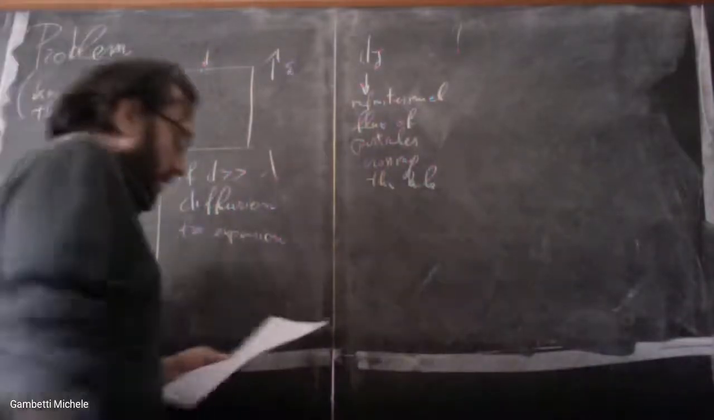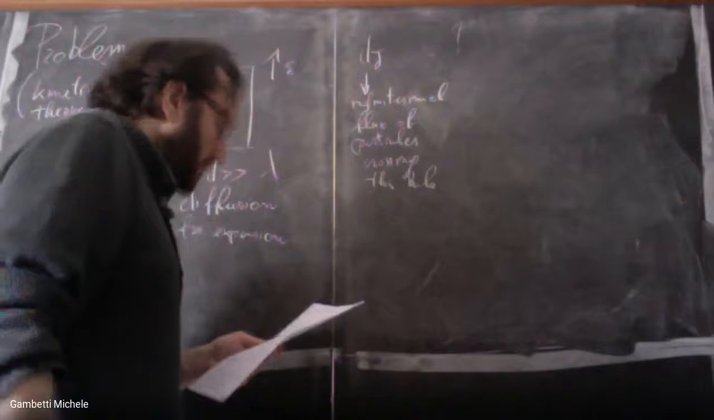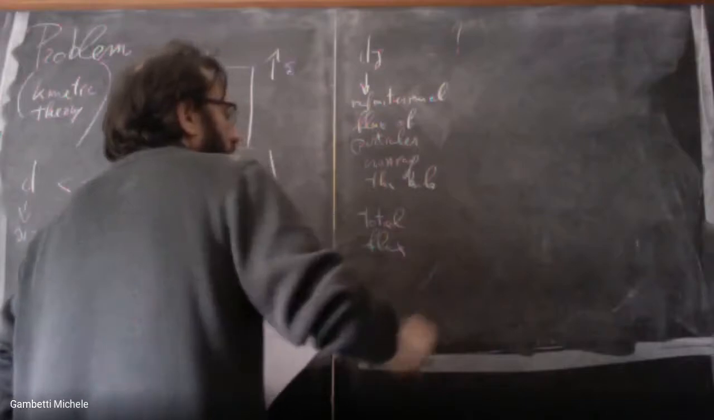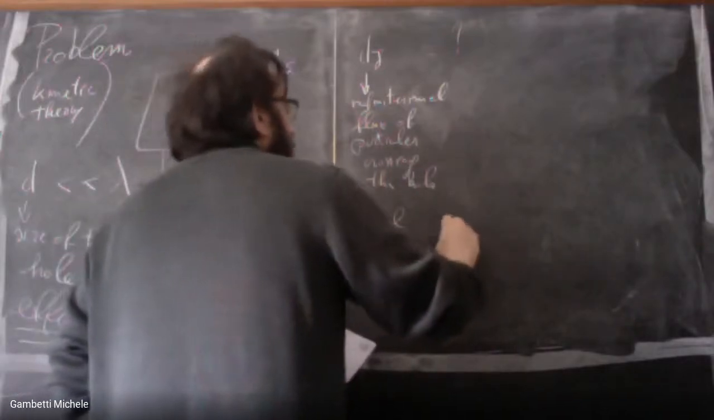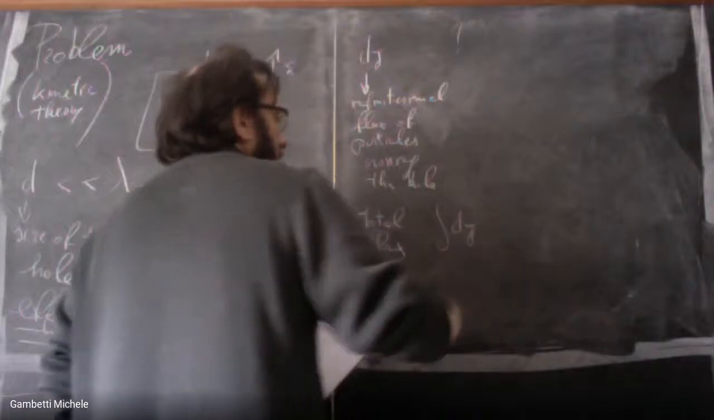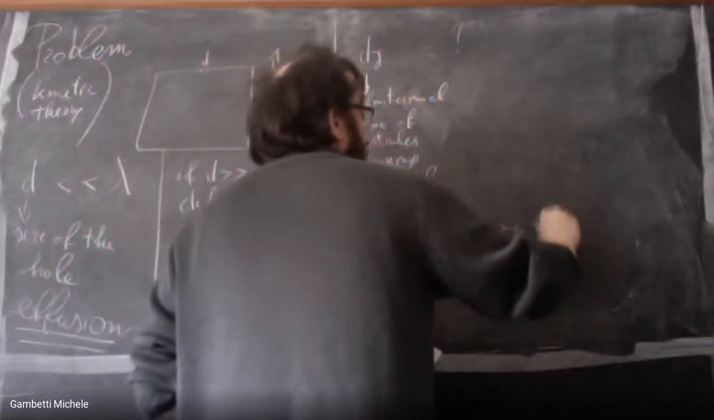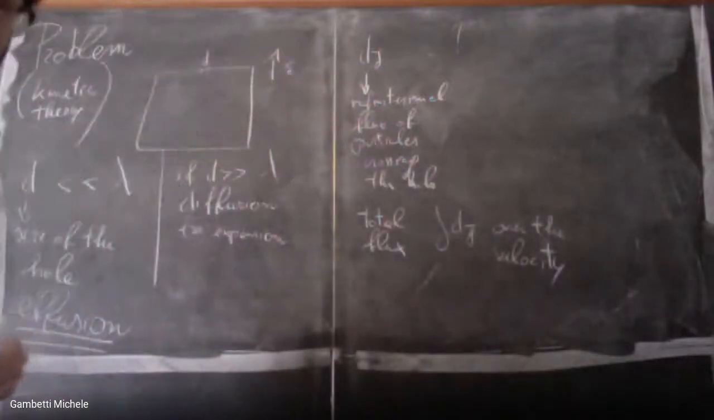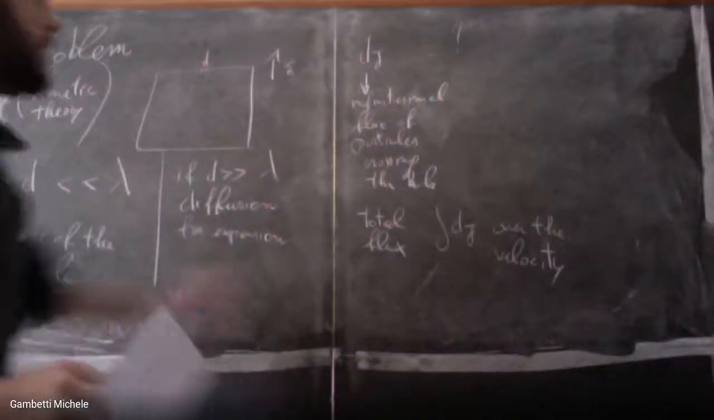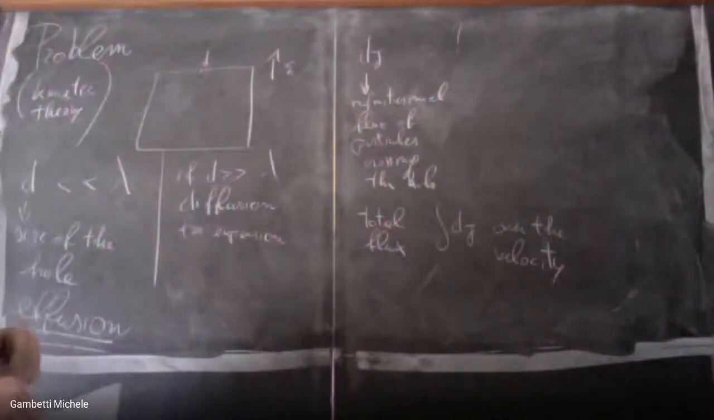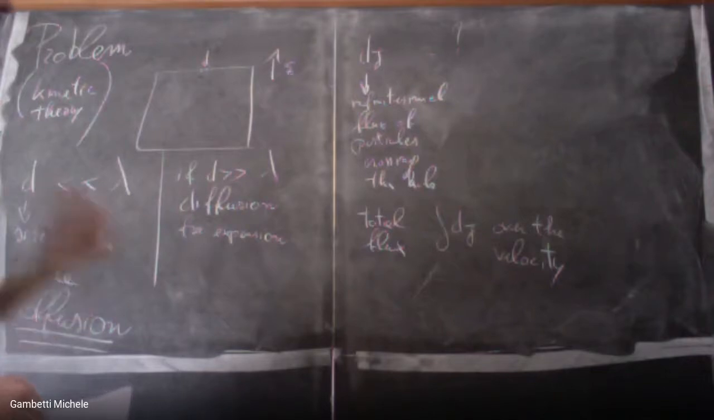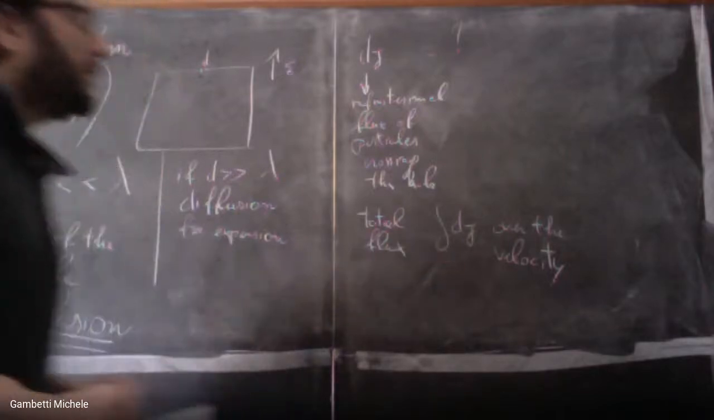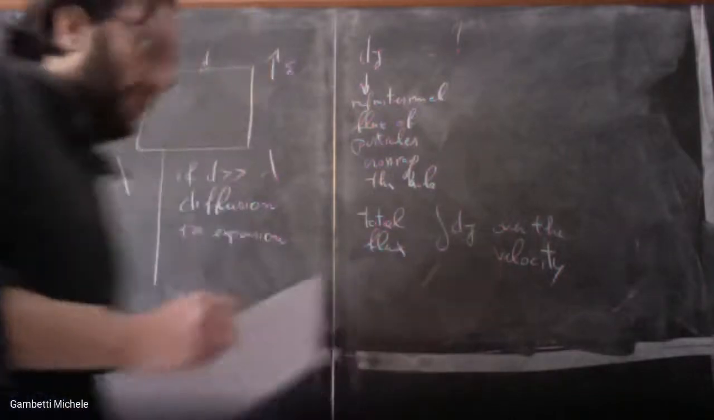The second thing is the total flux, which is by definition the integral of dj over the velocity. It will be more clear when I do the exercise. So here I will have an infinitesimal flux, infinitesimal with respect to the modulus of the velocity, and then I can compute the total flux by integrating on the velocity.